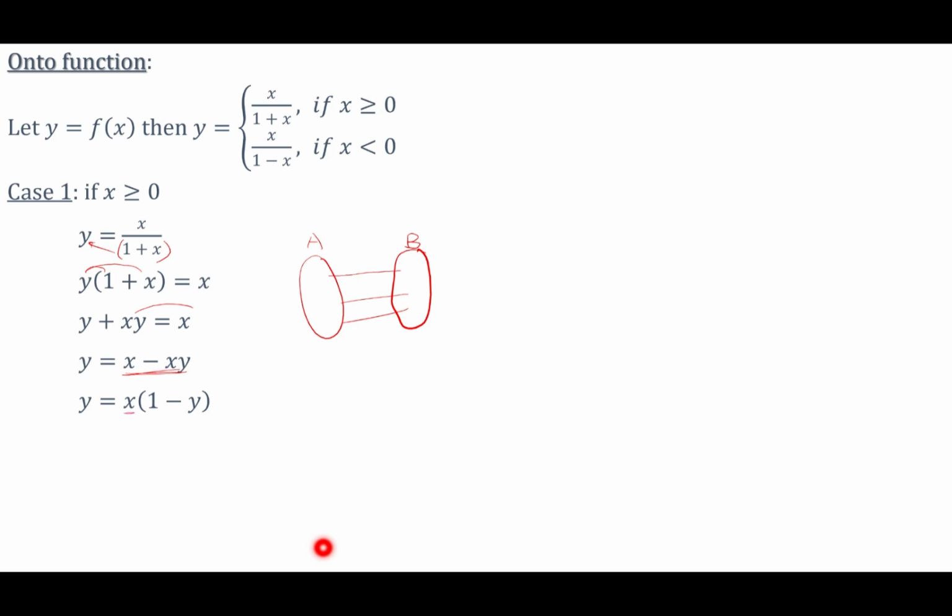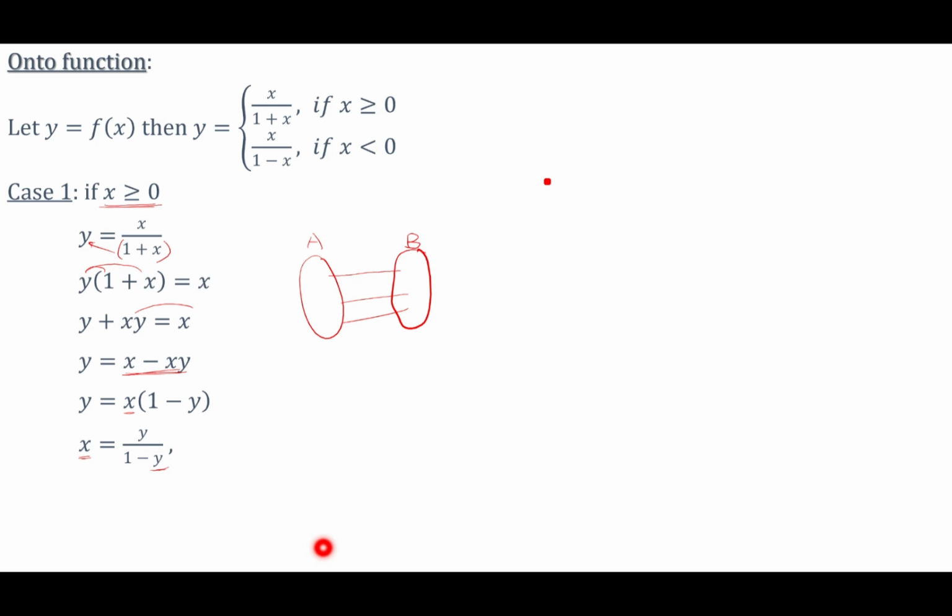I need y, solve for y. If I need y, I will divide by 1 minus y on both sides. So x is equal to y over 1 minus y. Now, what are the y values I am going to choose so that x must be greater than or equal to 0? At first, I cannot choose y as 1 because it will be undefined. I cannot choose 1.